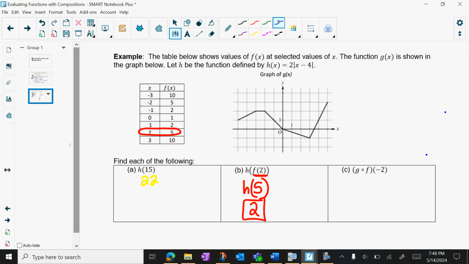Next, I'm going to do g of f of negative 2. So inside first, I'm going to do f of negative 2. So f of negative 2 is 5. That output value becomes my input value for the function g of x. I'm going to now look at the graph. And when x is equal to 5, 1, 2, 3, 4, 5, my y value is 1, 2, 3.